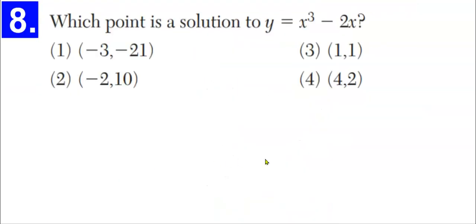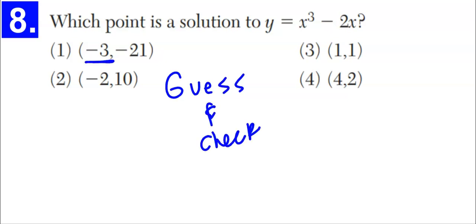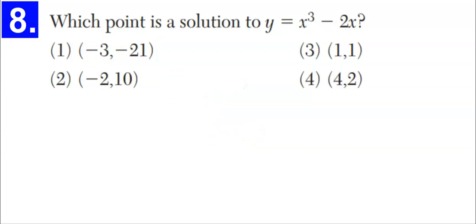Question number 8 asks you which point is a solution to x cubed minus 2x. Now you can try a guess and check strategy here. By guessing and checking, you take a value and substitute it into the equation and see if the answer is negative 21. Or you could use your TI-84.